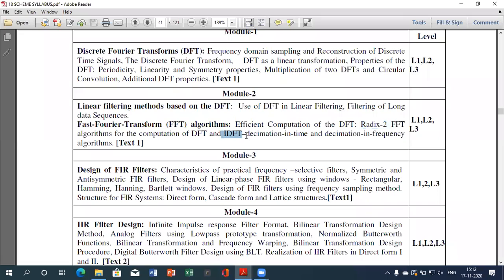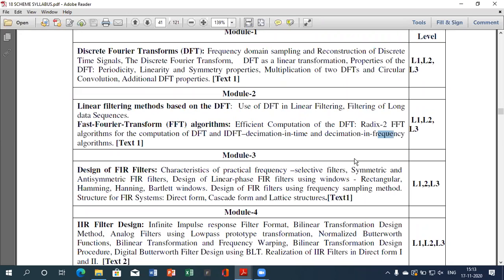And those two algorithms are decimation in time and decimation in frequency algorithms. So now in this topic of module 2, that is the last topic, FFT, we mainly concentrate on decimation in time and decimation in frequency algorithms. Okay, so these two here, decimation is nothing but splitting the sample. Decimation means split the sample in two forms, with respect to time and with respect to frequency. So that is what we are going to discuss here.